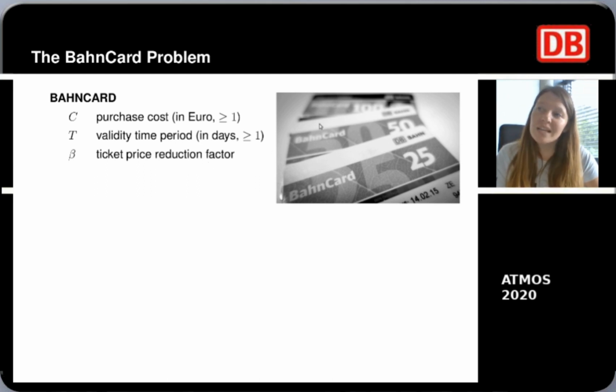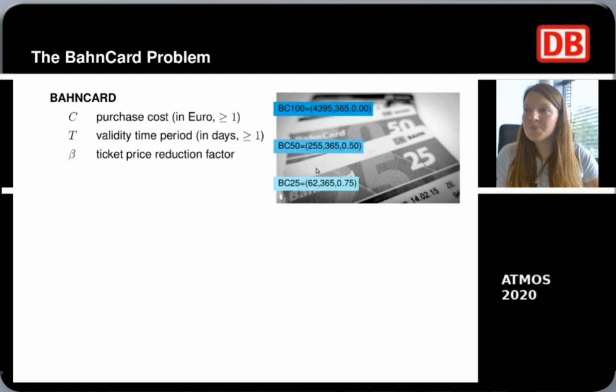So for the three standard BahnCards, which are currently available in Germany, you would get the following values. So this is the so-called BahnCard 25, which costs 62 euros and is valid for a whole year. And then if you have a valid BahnCard 25, you only have to pay 75% of the original ticket price. And there's also BahnCard 50, where you have a 50% price reduction. And there's also BahnCard 100, where you have to pay nothing at all anymore for any kind of train journeys which happen within the validity time period, but it's also pretty expensive.